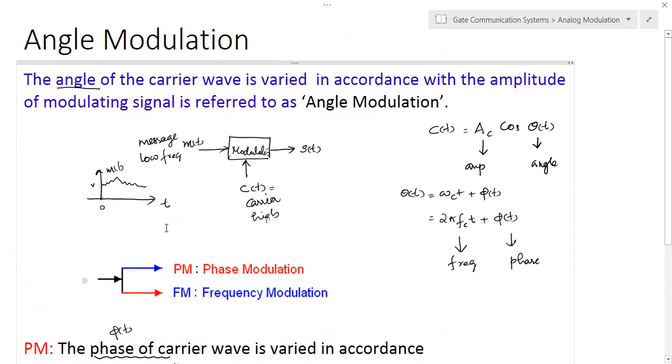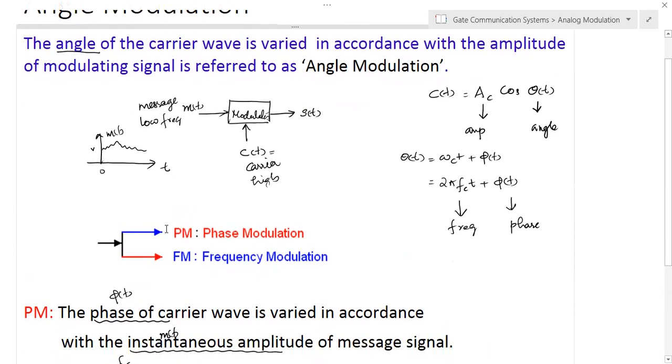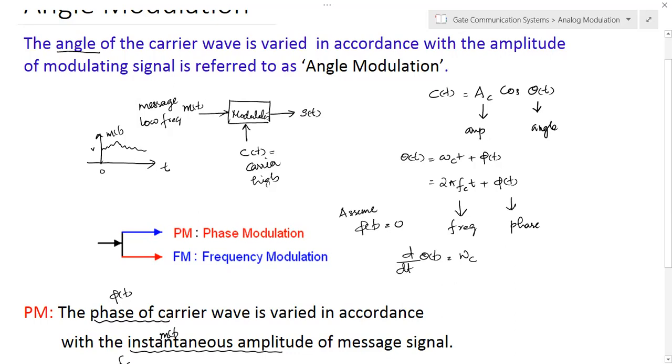Now we'll discuss phase modulation. Before that, I'll write one more point. If you observe this equation, theta of t is omega c t plus phi of t. If you differentiate this equation, d by dt of theta, you will get simply omega c, assuming the phase shift is a constant, or phi of t is initially 0, so there is no initial phase shift. So d by dt of theta of t becomes omega c, or simply 2 pi fc.